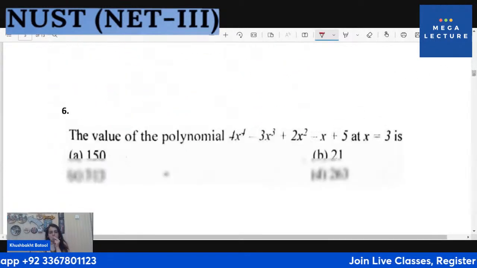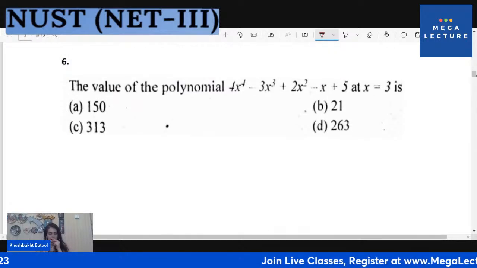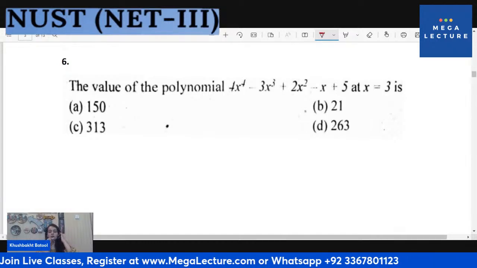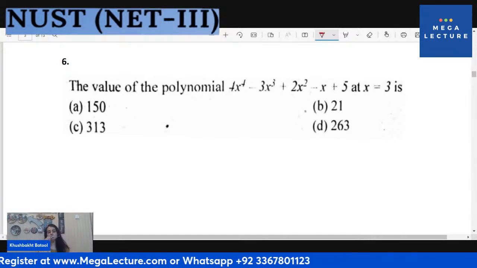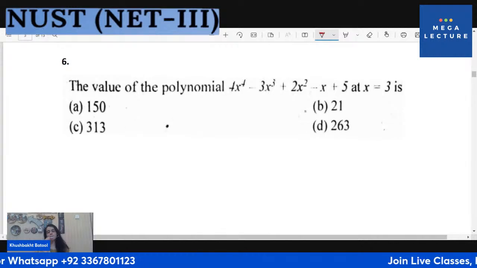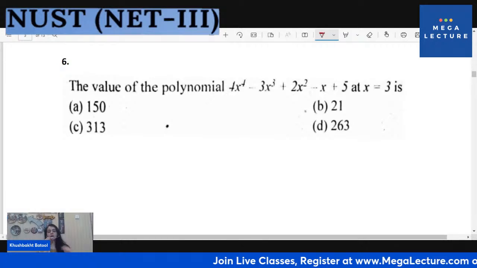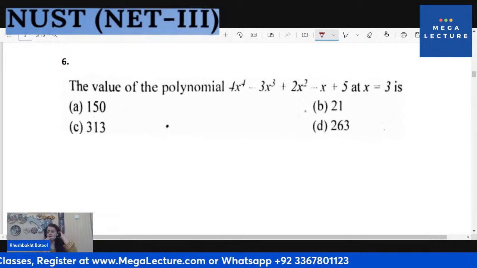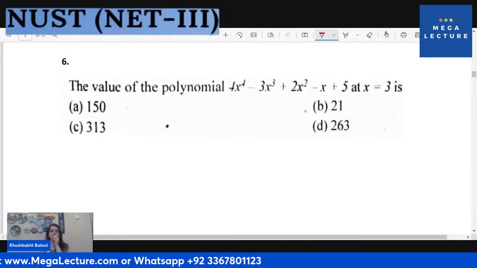All right, okay, let's talk about the next one then. Okay, now the sixth question says the value of the polynomial 4x to the power 4 minus 3x cubed plus 2x squared minus x plus 5 at x equals 3 is. Now you're just supposed to find the value of the polynomial at a certain value of x. So it's simple. You are just supposed to plug in the x value. Okay, that is 3 in this case.